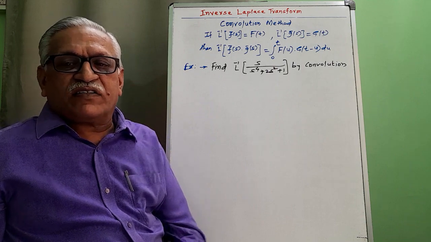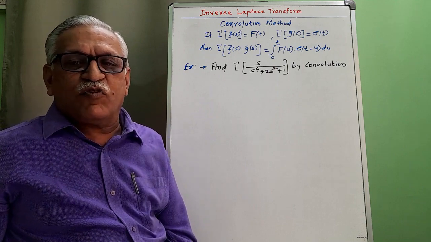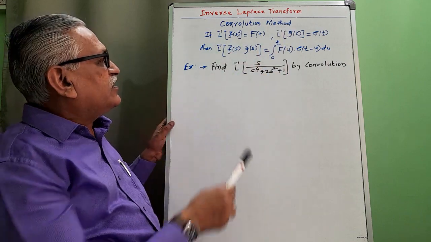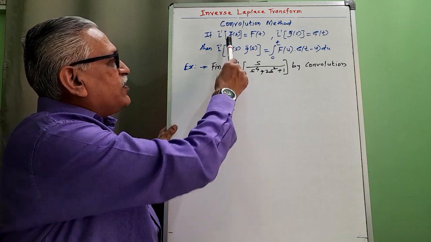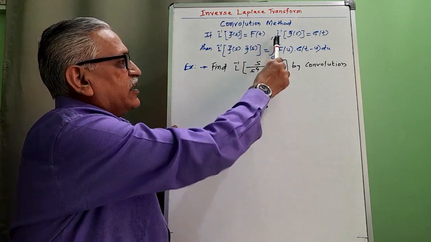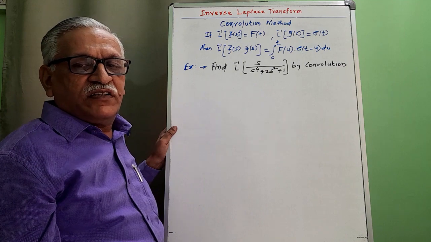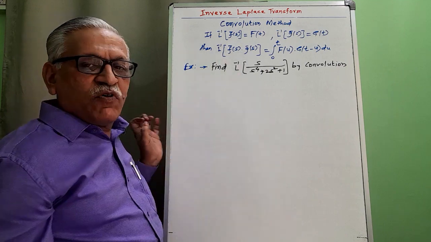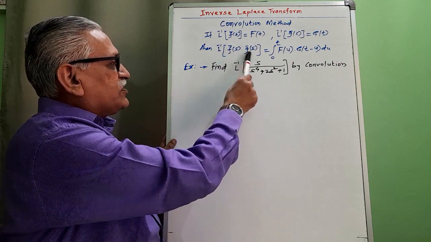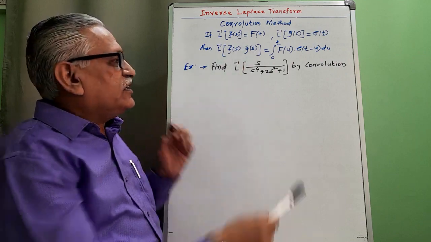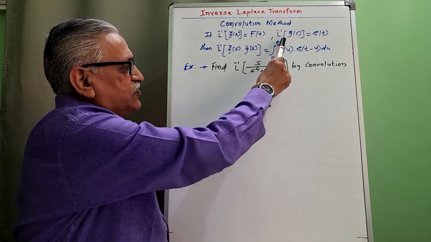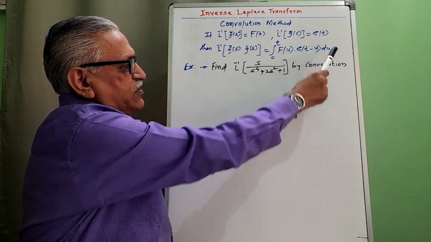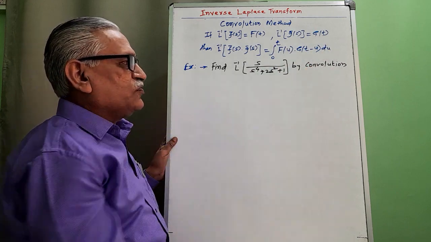After knowing the partial fraction technique, the second important technique is the convolution method or convolution technique. Its statement is like this: if the inverse of f bar of s is f of t, and the inverse of g bar of s is g of t, known or we can obtain it, then the inverse Laplace transform of the product of those two functions, f bar of s into g bar of s, is given by the integral from 0 to t of f of u into g of t minus u with respect to u.